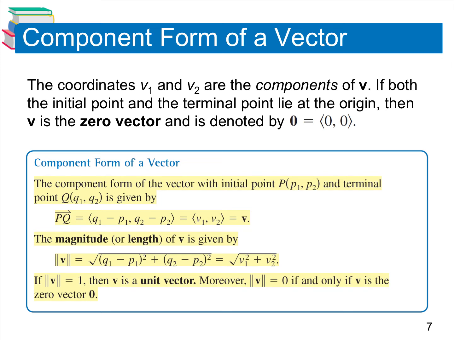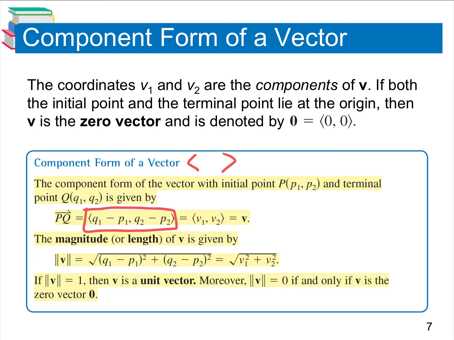All right, so here we have the component form of a vector, which is just the basic form that it's written in. So with the arrows, that's our component form. The component form of the vector with the initial point P and terminal point Q is given by this formula here. So we can take 2 points and subtract them to find our vector.